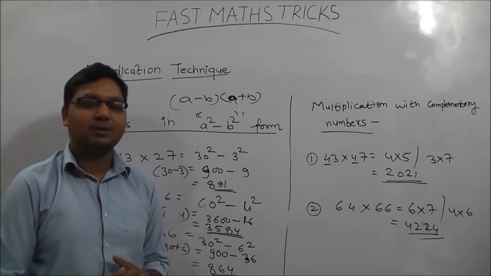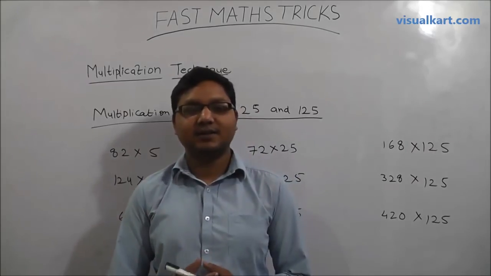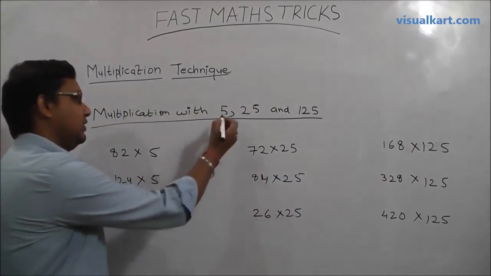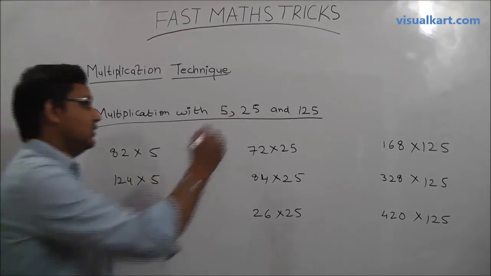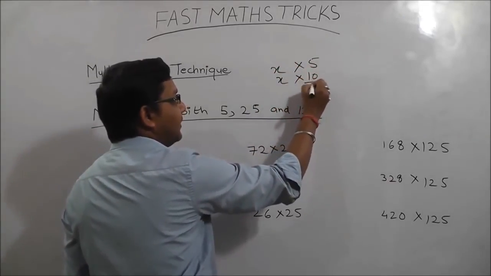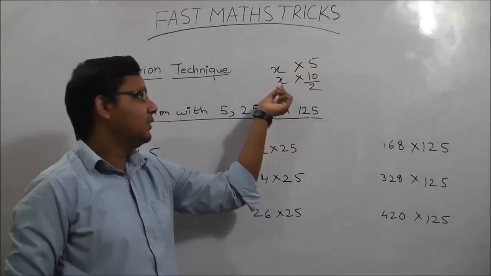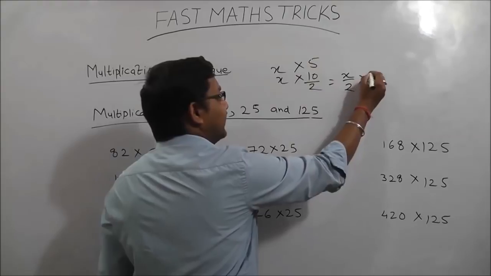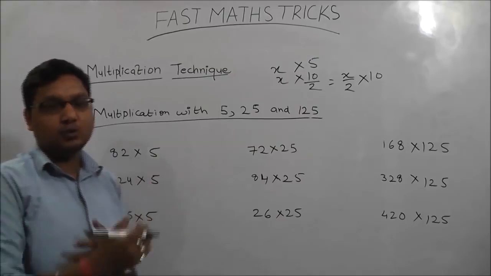Let us see some more multiplication techniques so that you can use whichever you are comfortable with. Let us see our next multiplication technique, that is multiplying with 5, 25 and 125. Instead of multiplying directly with 5, any number multiplied by 5 is the same as multiplying by 10 by 2. 5 can be written as 10 by 2. So instead of multiplying by 5, we can first divide it by 2 and then multiply with 10, so first divide it by 2 and then put a 0.